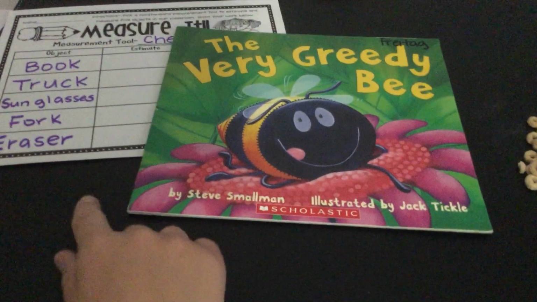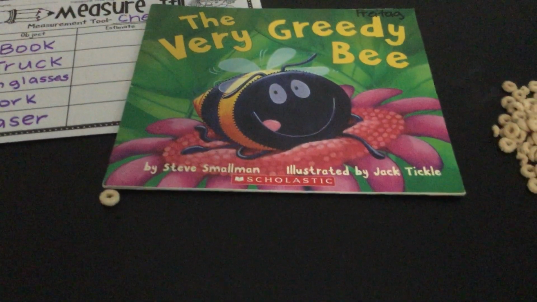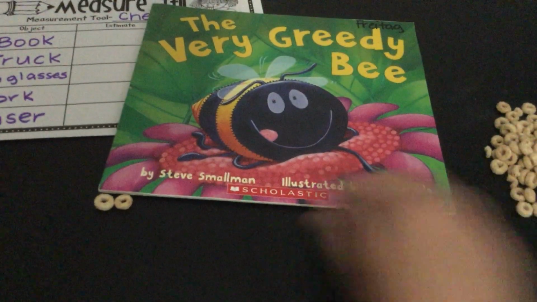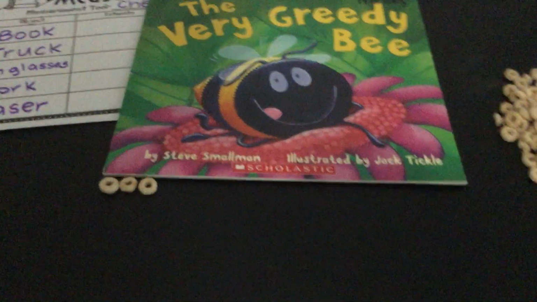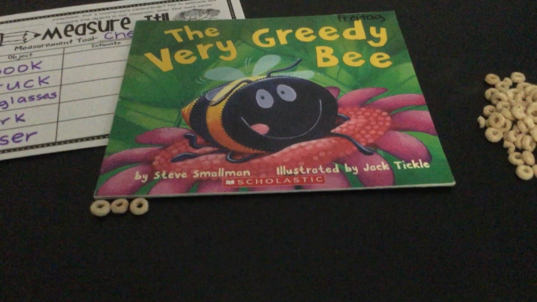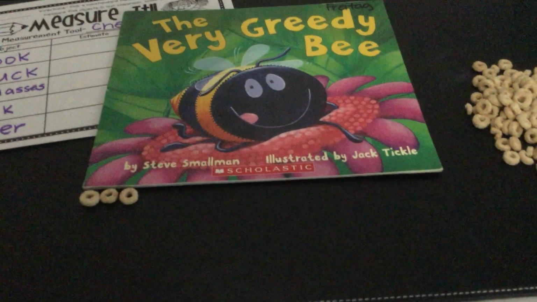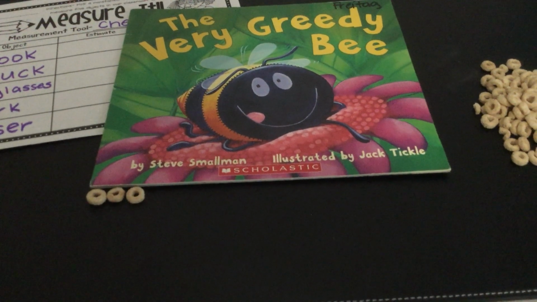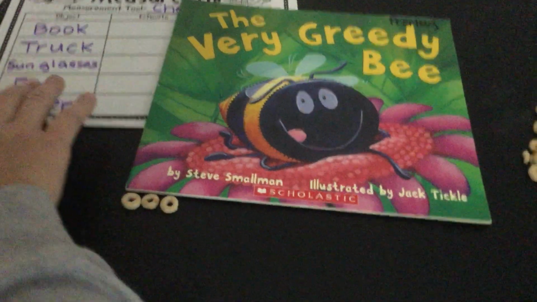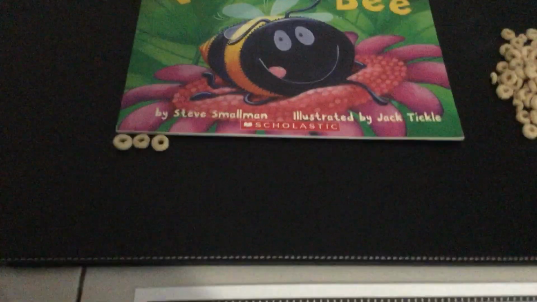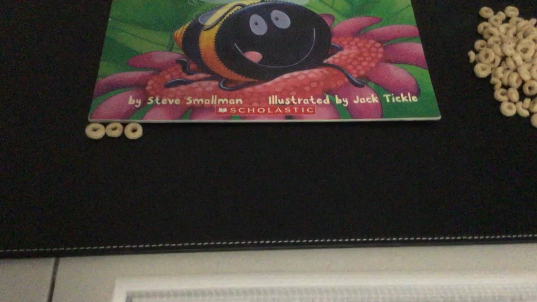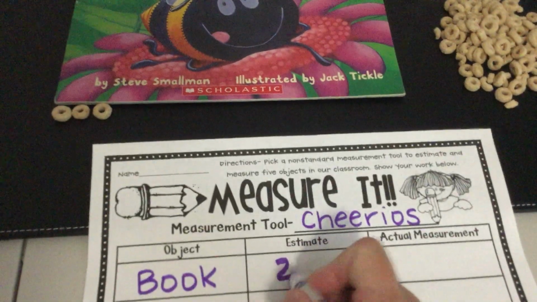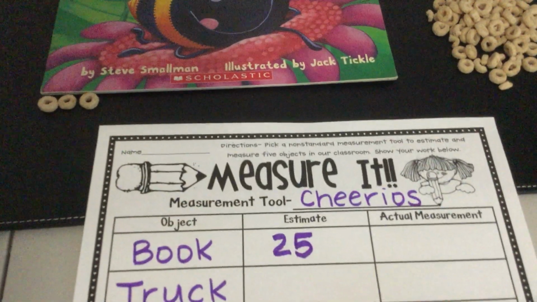So first I'm going to line up just a couple Cheerios, just so I can get an idea. Okay, so there's 3 Cheerios. Well, I know this book is probably a lot longer than 3 Cheerios. So my guess is going to be 25. So let me record that on our chart for book estimate, 25 Cheerios.